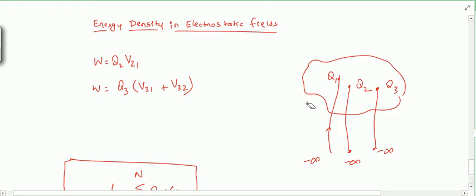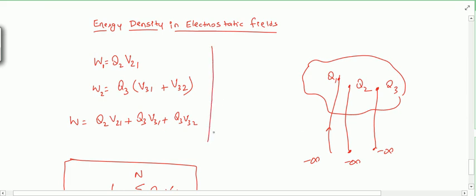Not twice of the work done actually. So here you can take it as the work done W1 and here W2. So the total work done will be q2 v21 plus q3 v31 plus q3 v32, right? This will be the value of total work done.